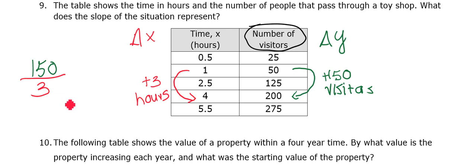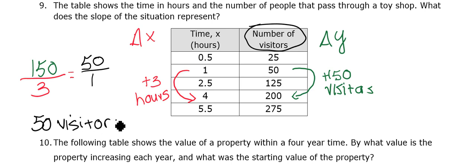So if it's 150 visitors for every 3 hours, what would that be for 1 hour? So I'm going to simplify this, and I should get 50 over 1, or I can just write it as 50. So it's 50 visitors per hour.